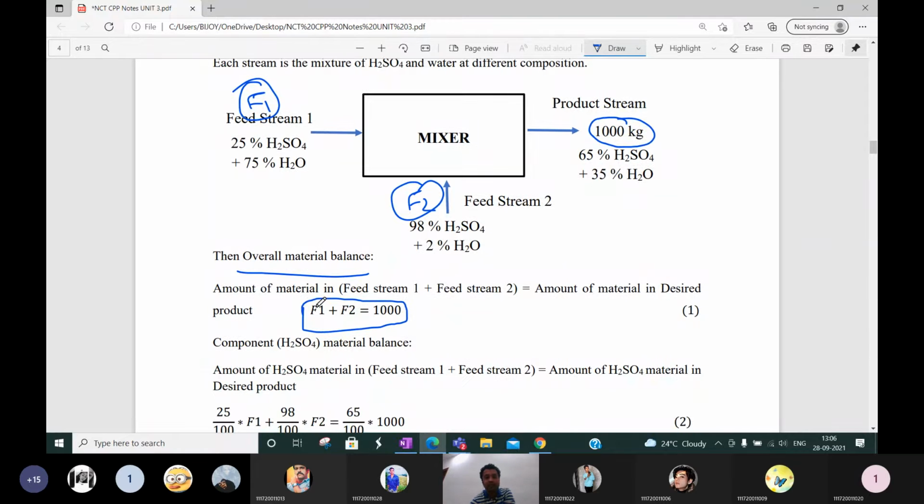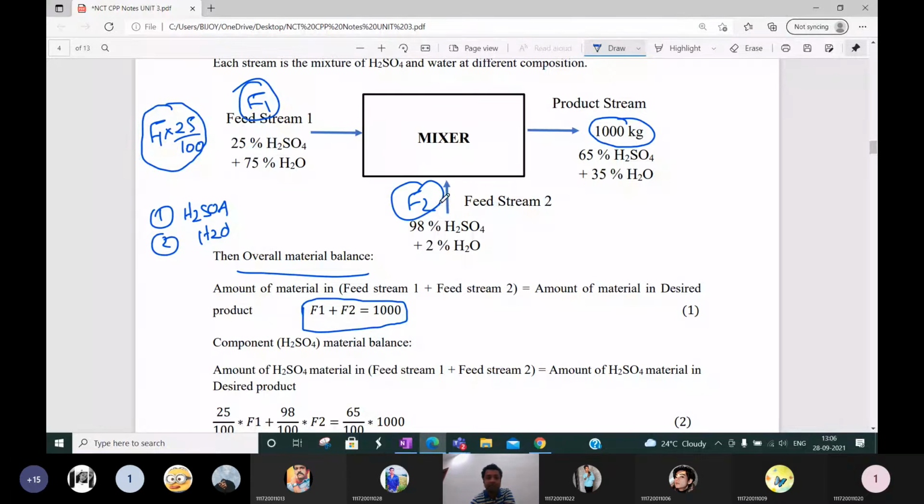Then second, the component balance. What components are present? Component 1 is H2SO4 and component 2 is water, everywhere H2SO4 and water. The first is the component balance of H2SO4. How much H2SO4 is present in feed stream 1? That is F1 into 25 by 100. Out of this F1 amount, 25% is H2SO4. So the amount of H2SO4 in feed stream 1 is F1 into 25 by 100.